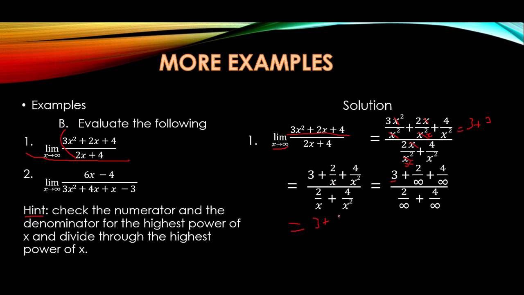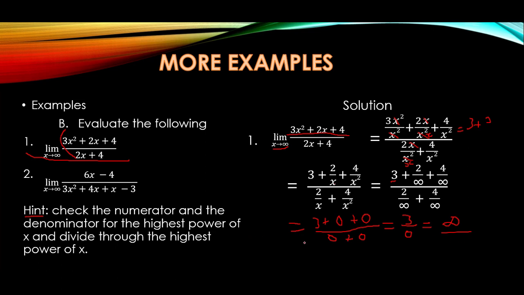Now our calculation says 2 divided by infinity, like we just saw, will give us 0, and 4 divided by infinity will also give us 0. Then the denominator, 2 divided by infinity will give us 0, 4 divided by infinity will also give us 0. So we are getting the value of 3 divided by 0. 3 divided by 0 will give us infinity. So what happens to this function as x tends to infinity is that the value is infinity.